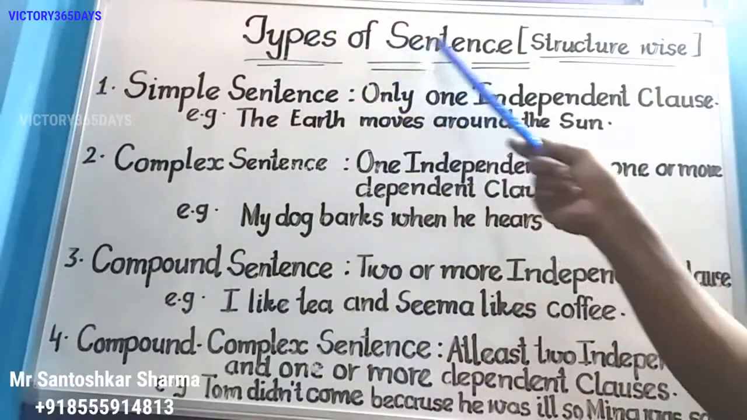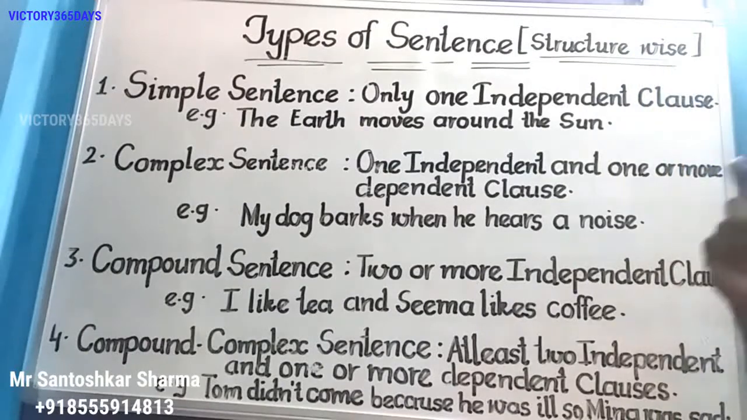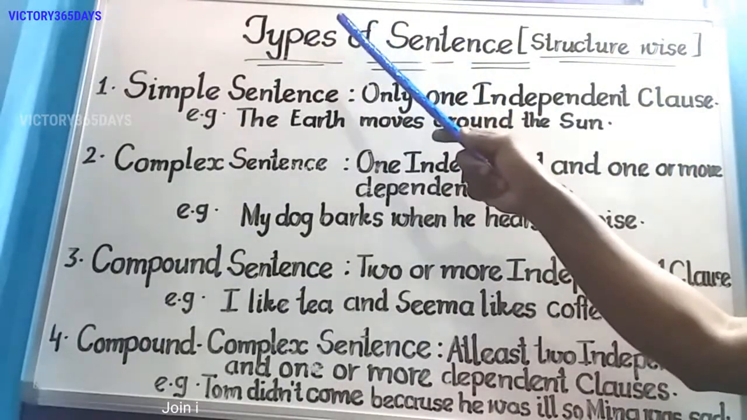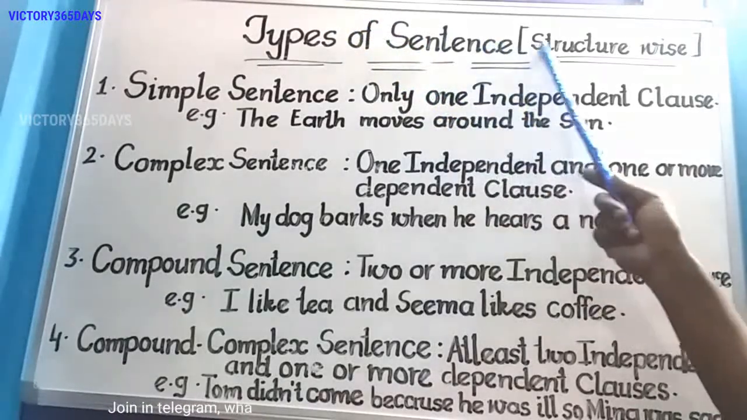So, types of sentences, structure wise. Okay, so there are two types of classification, structure wise and function wise. Today we are discussing structure wise.